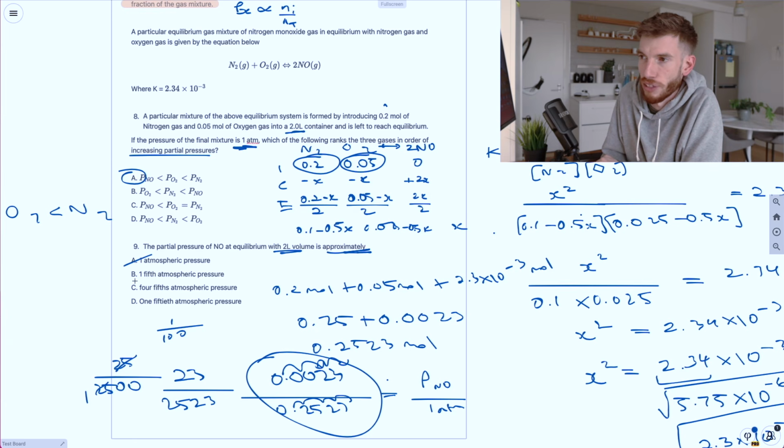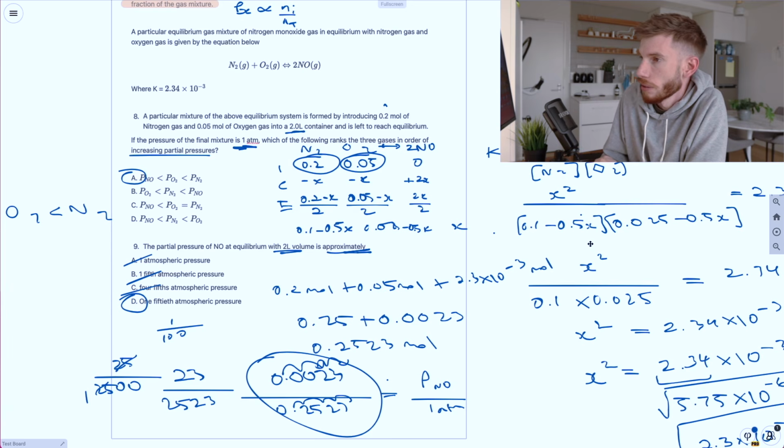It's definitely not 1 atmosphere. 1/5 is way too big. 4/5 is definitely too big. 1/50 is as close as we're going to get. Really, it's going to be 100th.